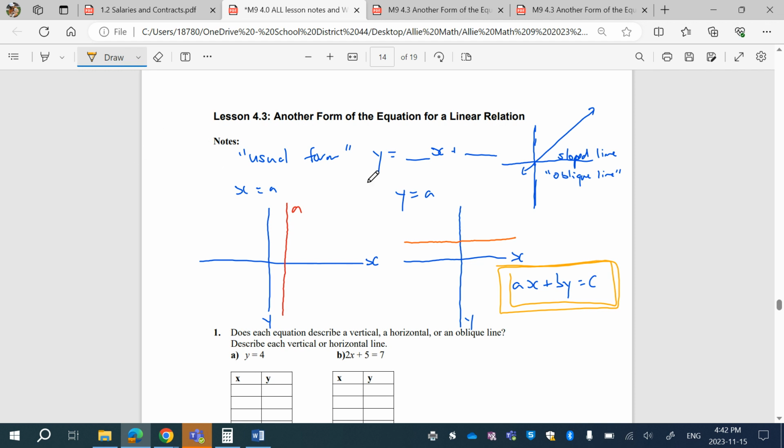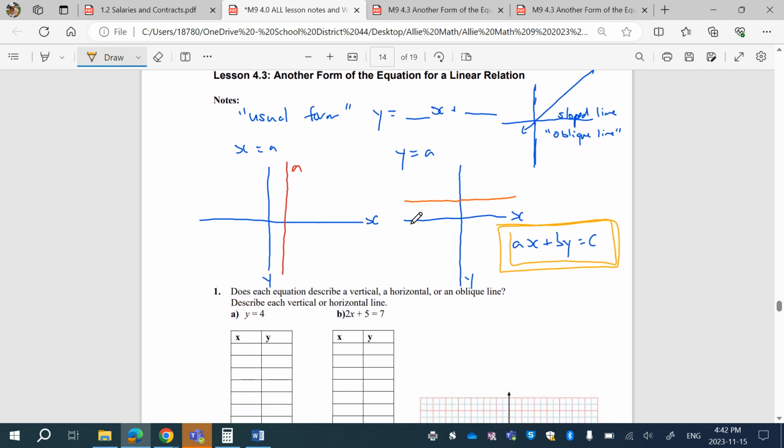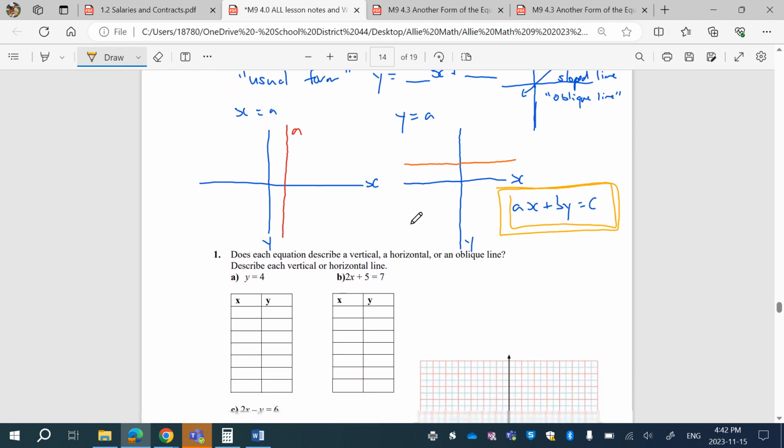So in our notes, the things that we should have are that sometimes we're just going to have a value for x. That's going to make a vertical line. Sometimes we're just going to have a value for y. That's going to make a horizontal line. And that our sloped line, sometimes called an oblique line, and that this is the other form that sometimes we will see a linear relation in. You can tell this one's a linear relation because they have both values for x and y. And I hope that'll make a little bit more sense as we go through the notes.